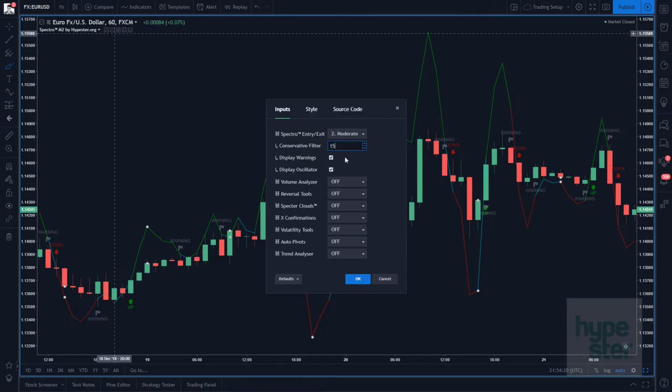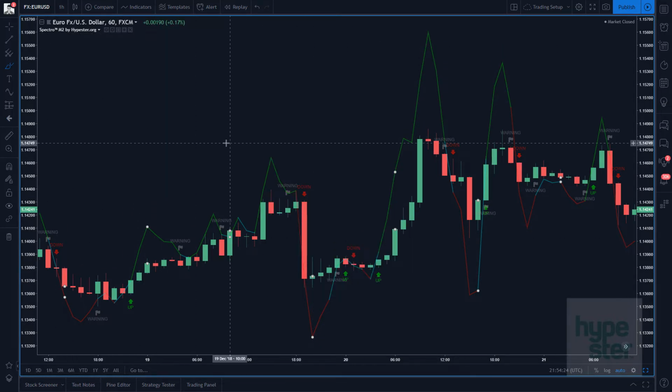So you probably realize that there's the oscillator and the warnings. So the warnings are like this. You see that when the oscillator is green, it's bullish. When it's red, it's bearish. But then you have those blue areas. What those mean? Those mean that the trend is kind of without direction. It could go in any direction at any given time.